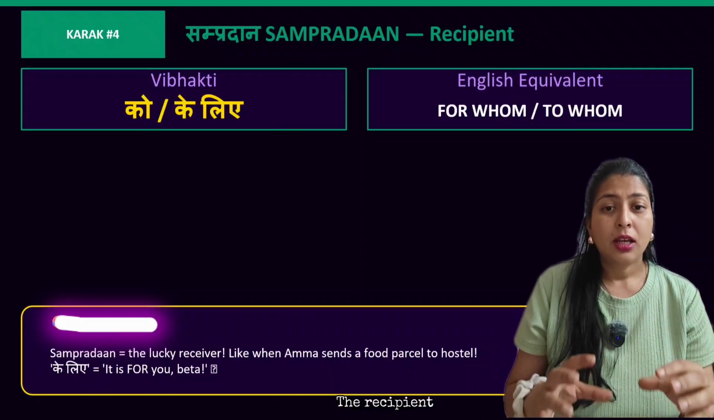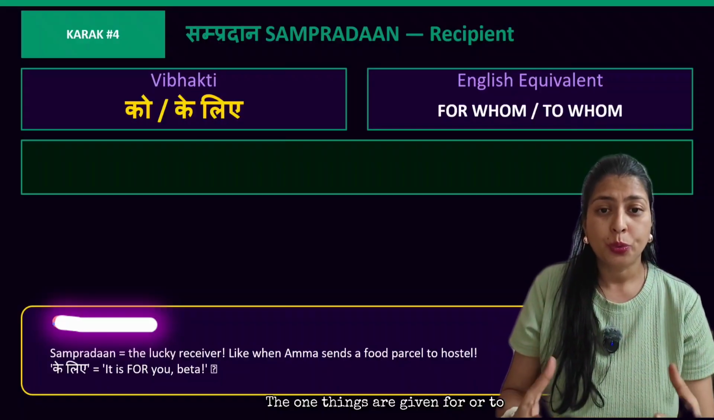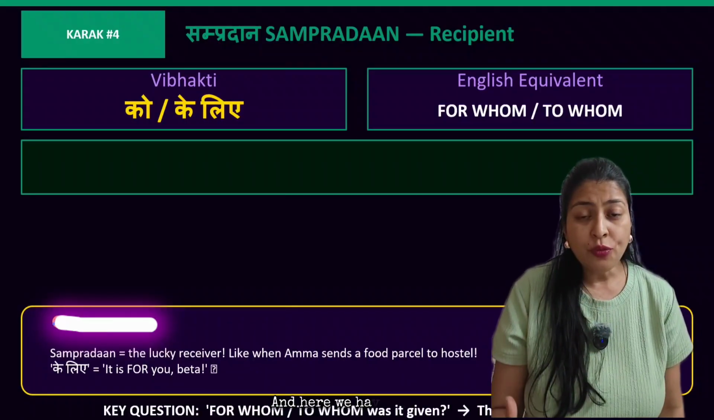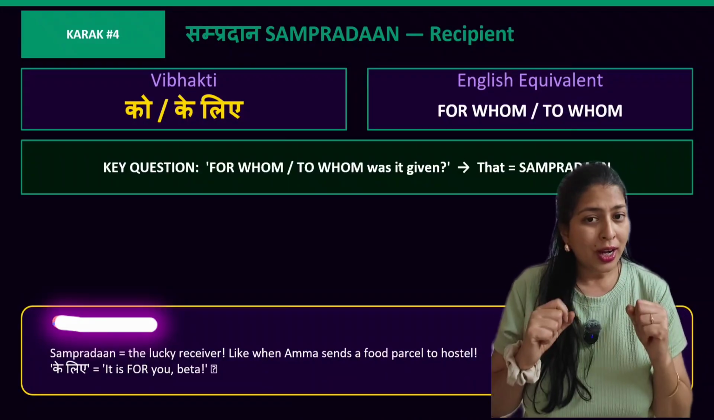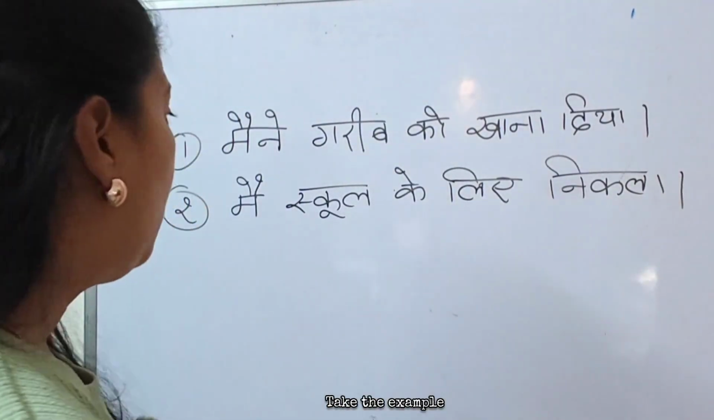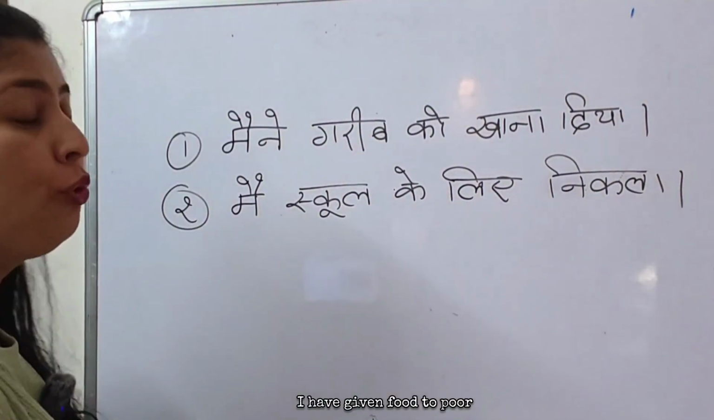The recipient, the one things are given for or to. Here its vibhakti is ko, ke liye. Here we have to ask for whom, to whom we are giving. So let's understand with the help of an example. मैंने गरीब को खाना दिया. I have given food to the poor.